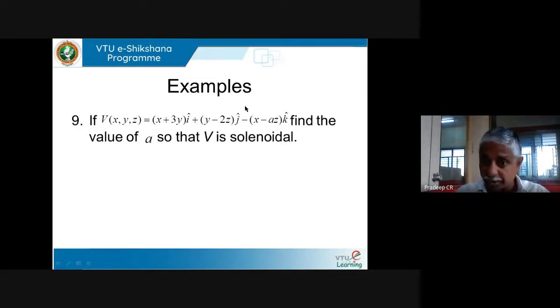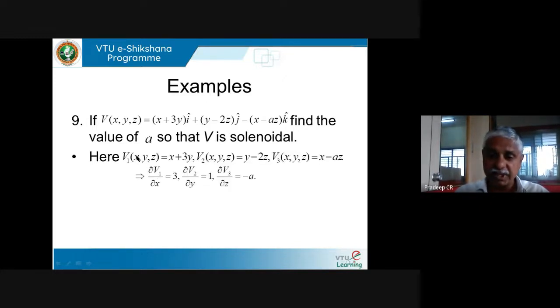Firstly, this is solenoidal and I don't know the value of A. Solenoidal means what? Its divergence must be zero. So what is its divergence? It must be zero, but what is it in terms of X, Y, Z and A? Let us try to find. That means V1 is X plus 3Y, V2 is Y minus 2Z, V3 is minus X minus AZ.